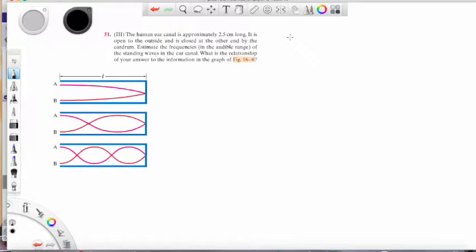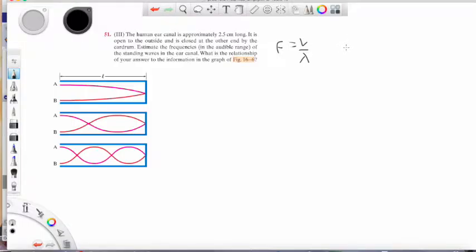In this problem, we are modeling the ear canal as a tube that is closed at one end and open at the other end. And we are supposed to calculate the frequencies of the standing waves. So the frequency can be calculated from this relationship, velocity divided by lambda.